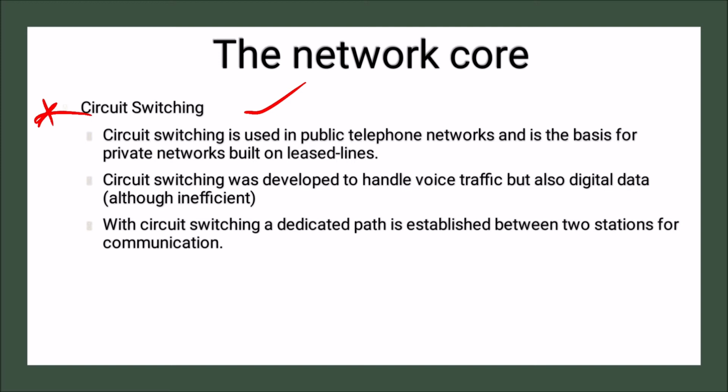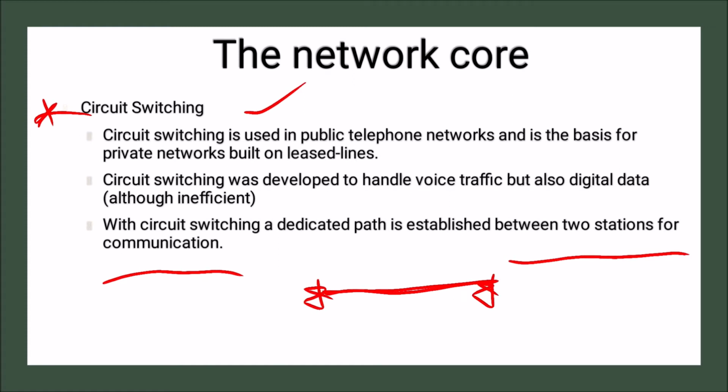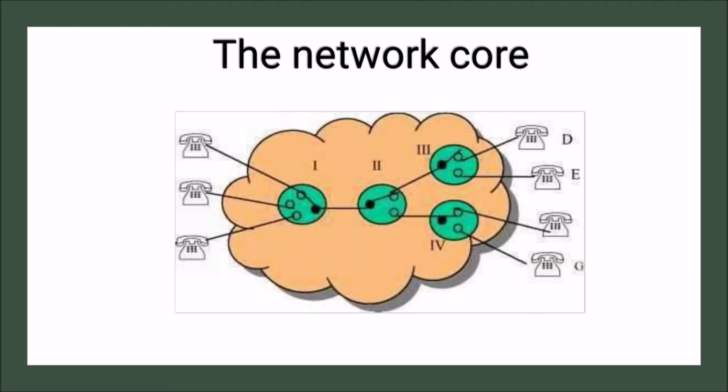With circuit switching, a dedicated path is established between two stations for communication. This is important: in the circuit switching method, a particular point-to-point dedicated path is established between two stations for communication, for example, this station to station G. So a point-to-point connection is established. This is the example of a circuit switching network.